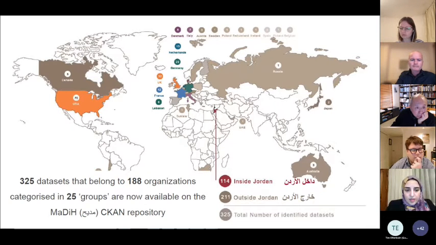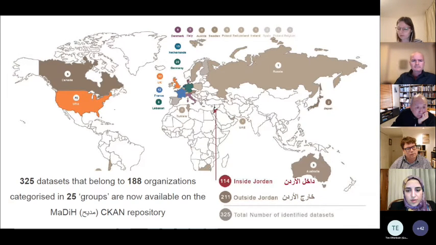So in 2 years, the project was funded. I didn't mention the funding. The project was funded by the Newton Khalidi Fund, and it ran for almost 2 years. It finished like last July. So throughout this period, we have found almost 325 datasets that belong to 188 organizations.